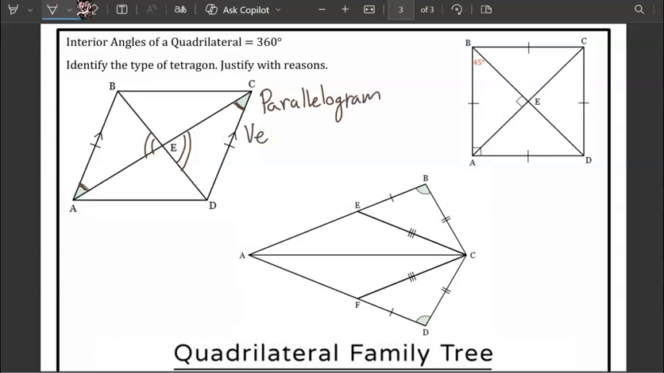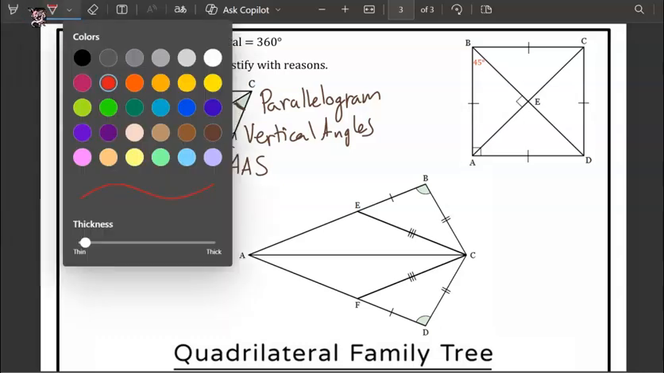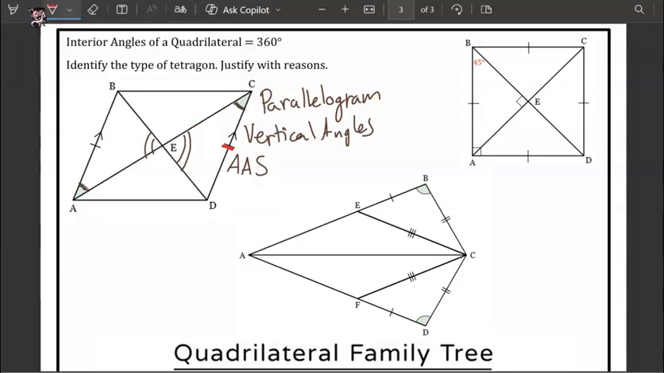It has vertical angles. And so you could say that angle, angle, side could be used to say that these are equal to each other. So that way we could say that this is equal to this. Parallelograms have parallel sides with opposite equal sides.